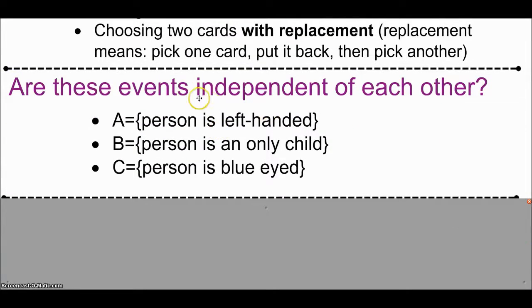Alright, are these events independent of each other? Okay, if you take a look here, person A is left-handed. Let's say that the probability of being left-handed is about 20%.